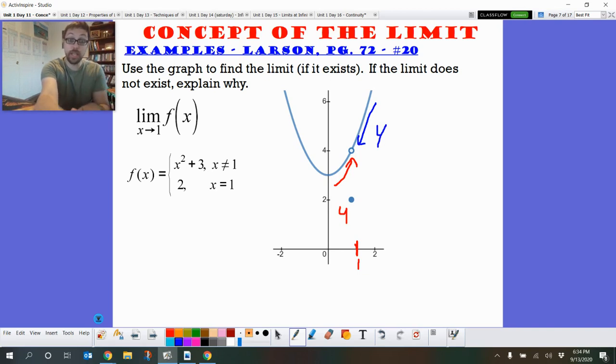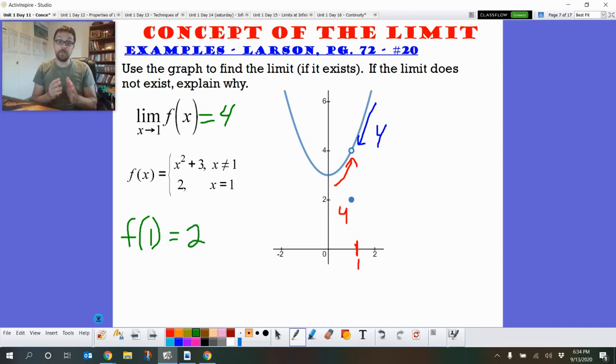Since those match, this limit does exist, and its limit is 4, which is interesting because f of 1 isn't 4, it's actually 2. So the limit and the value of the function don't have to match. It can, that'll happen sometimes, but then there are other times where the limit of the function at the particular value that we're working towards doesn't match up. And that's perfectly fine, they don't have to.